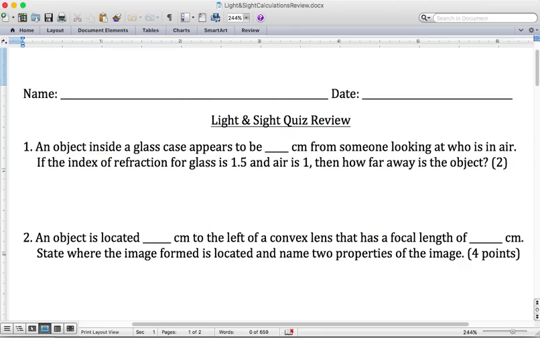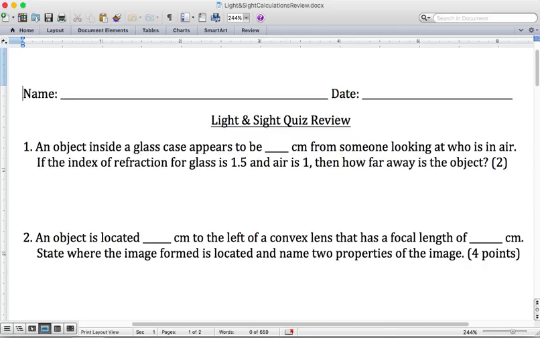So we're going to start out with number 2. An object is located blank centimeters to the left of a convex lens that has a focal length of blank centimeters. State where the image is formed, or state where the image formed is located, and name 2 properties of the image.